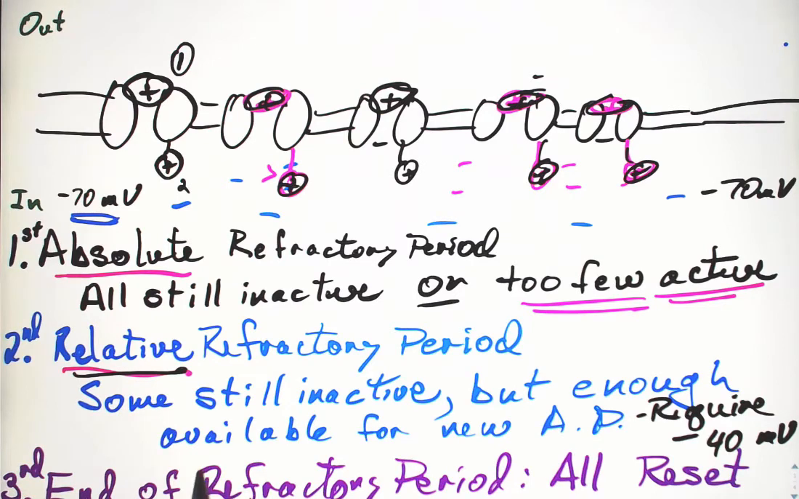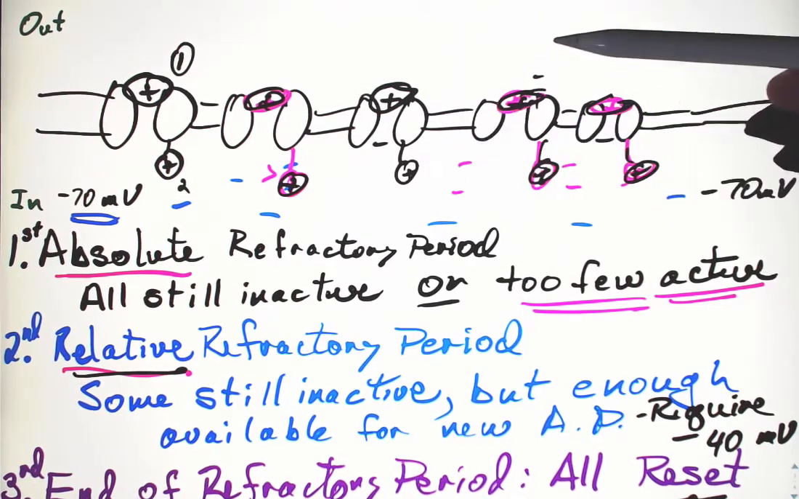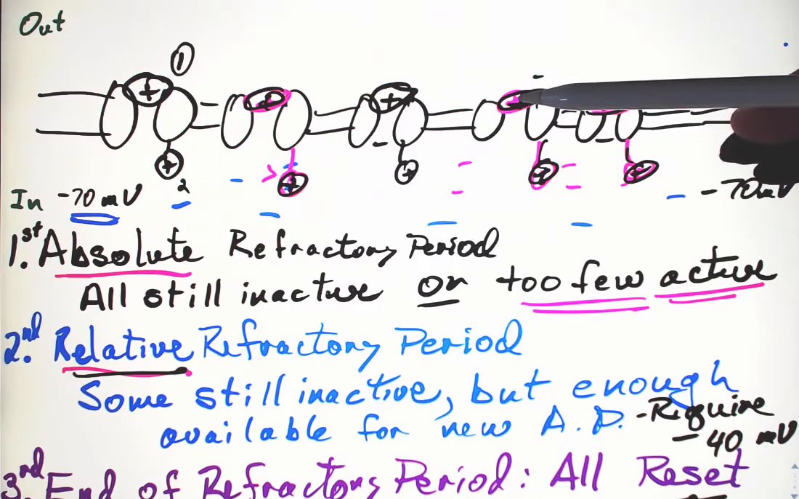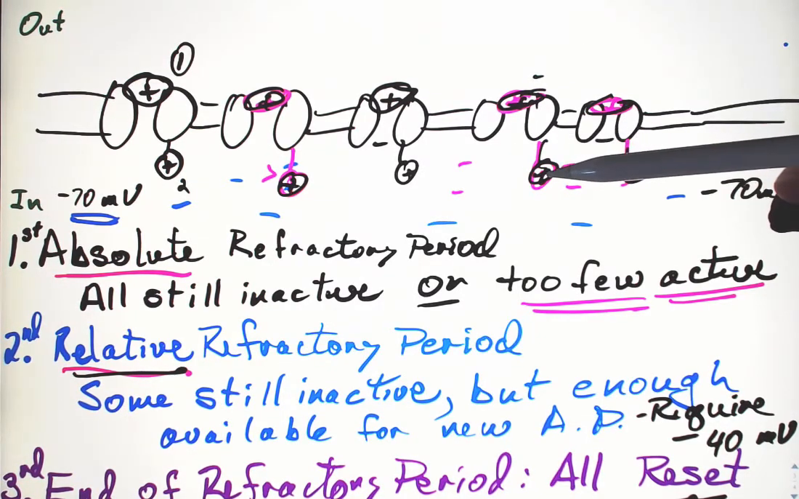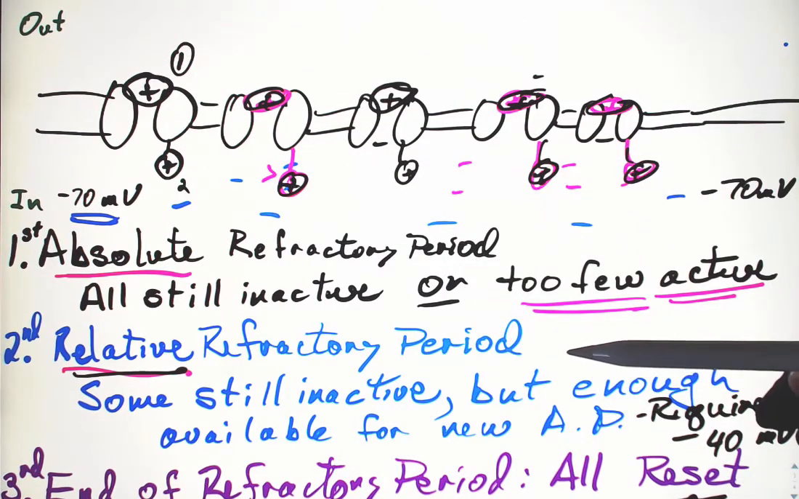They've all reset. They reset because negative charge first pulled the activation gate closed, then the inactivation gate open, and once we have enough of them available, we're into the relative refractory period, but we would require a more positive, not minus 45, but minus 30, then minus 35, minus 40, finally back to the end of the refractory period, and now we could get a new action potential at minus 45 millivolts.